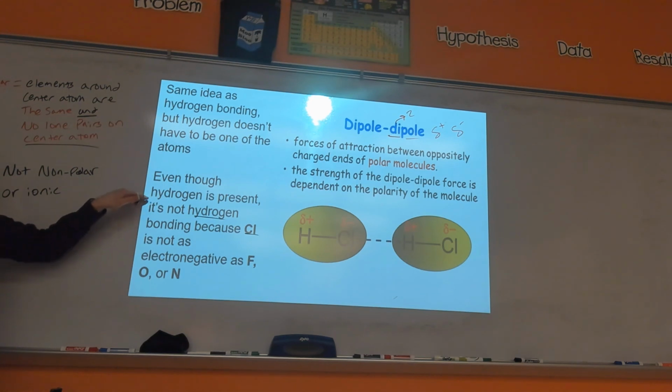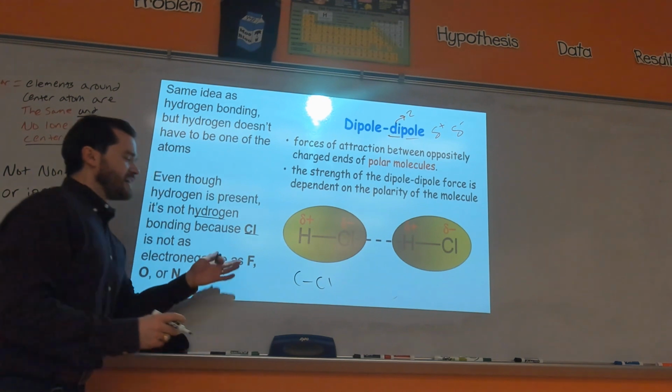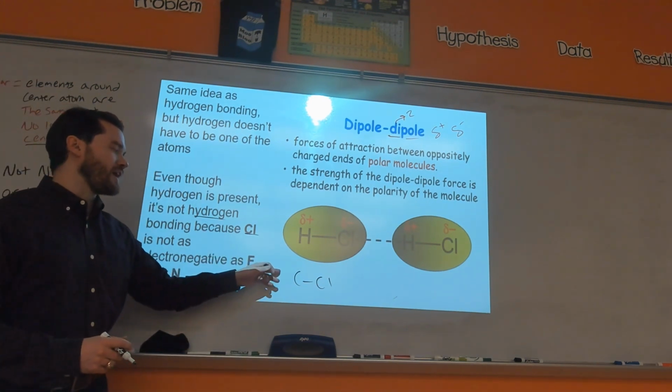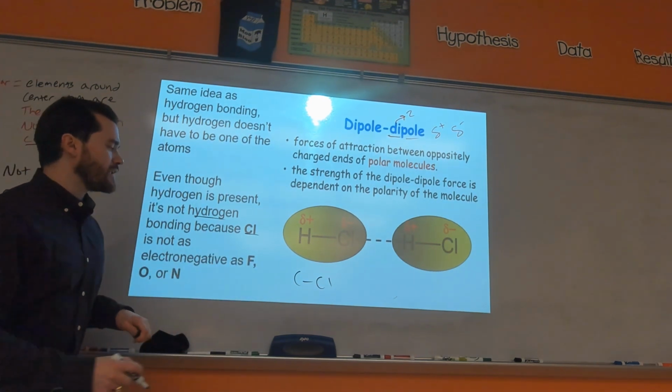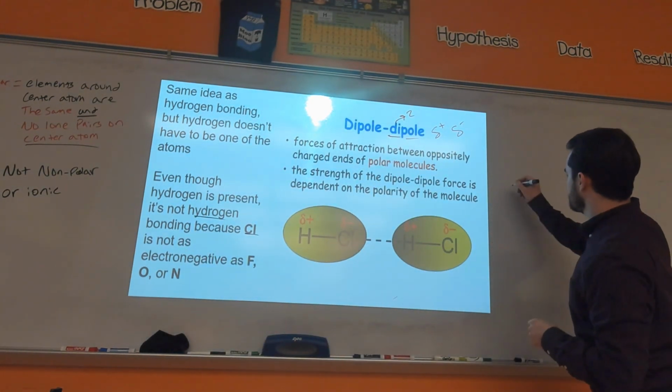Or it doesn't even have to always involve hydrogen. It can involve other bonds that would be a polar bond, like carbon to chlorine. If you had multiple, let's say we had a molecule like this. Let me give you an example. Let's say you had this.